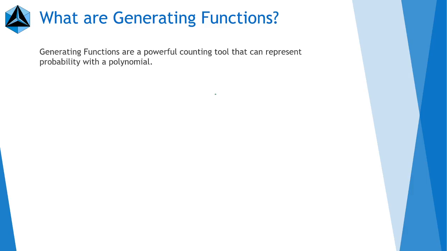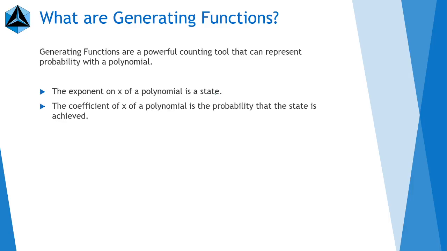So what are generating functions? Generating functions are a powerful tool that can represent probability with a polynomial. A generating function usually has an exponent on the variable x, which is a state, and the coefficient of that x to the k is the probability that that state is achieved. And this is best explained with an example. So let's go on.